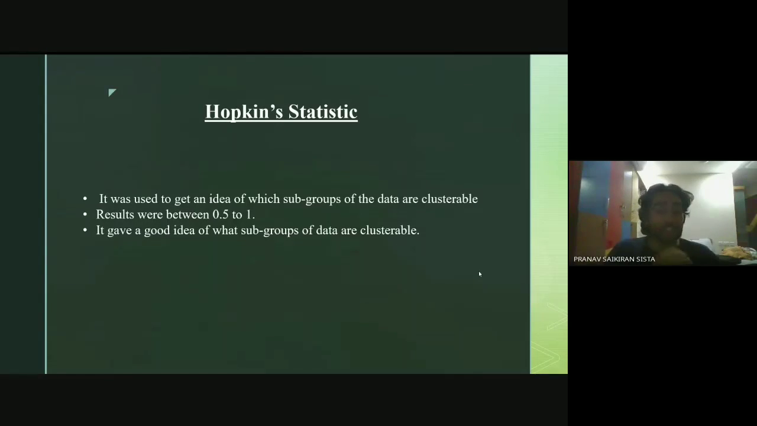According to the Hopkins statistic, if the value is close to 1, that means the data is highly clusterable. If it's near 0.5, that means the data is random. And if it's close to 0, that means it is uniform. Now, Satish will go on to explain how DBScan was implemented and what we did throughout the algorithm. Satish?